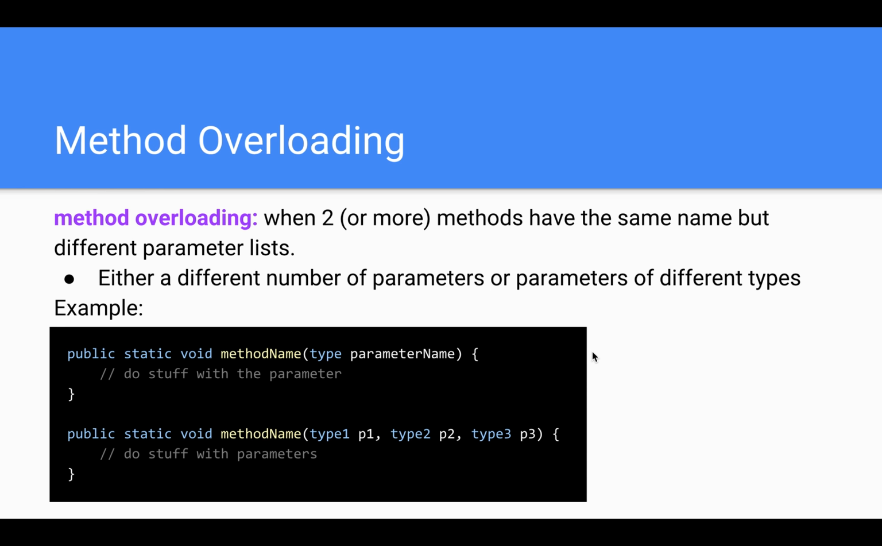Method overloading is when two or more methods have the same name but different parameter lists. So they either have a different number of parameters or parameters of different types. If you have a method that's the same name with the same parameters, you'll get compile errors because that's confusing for the compiler.